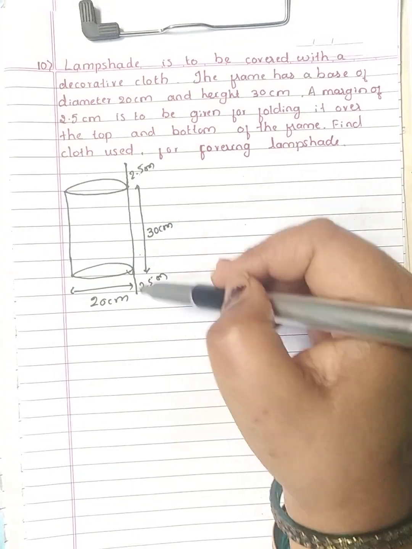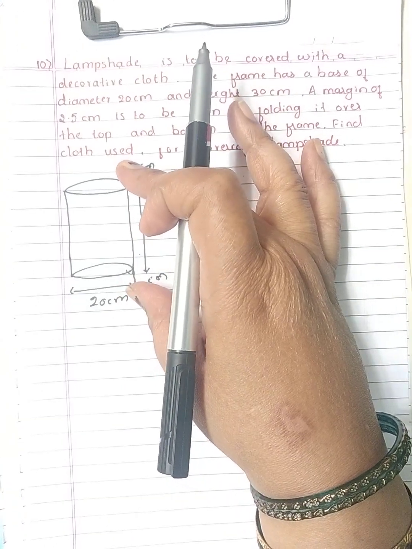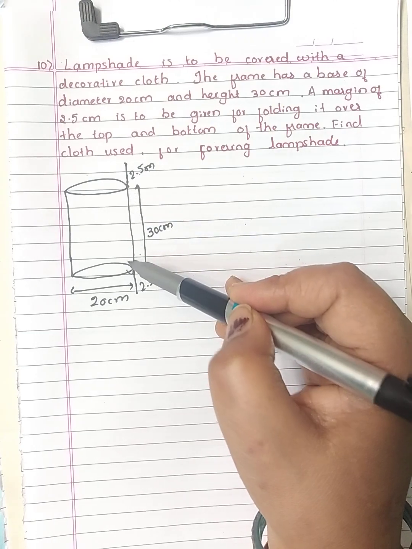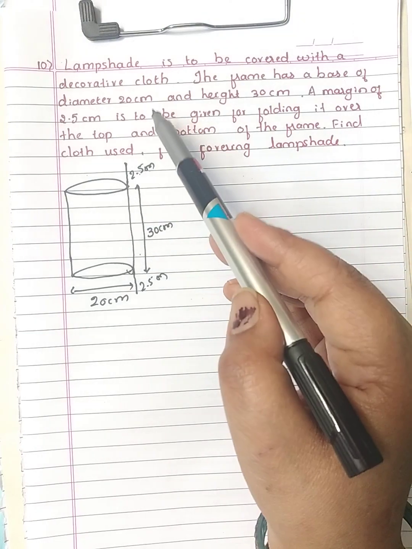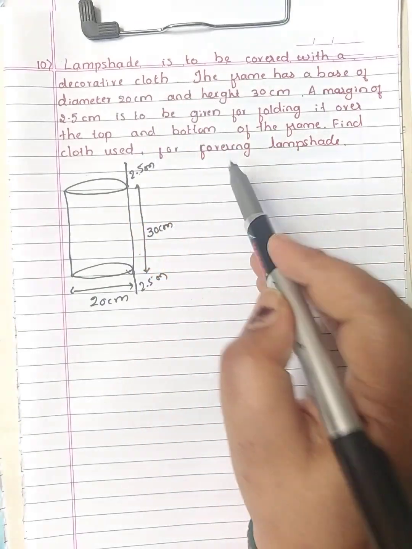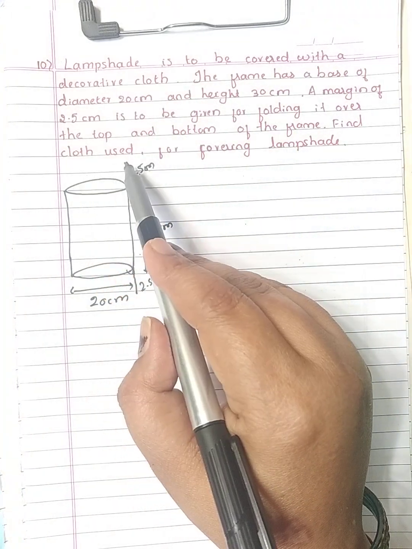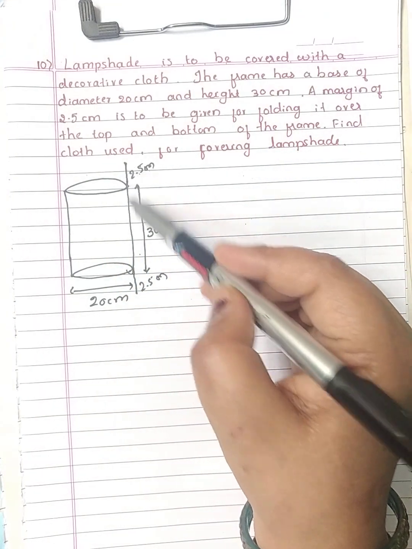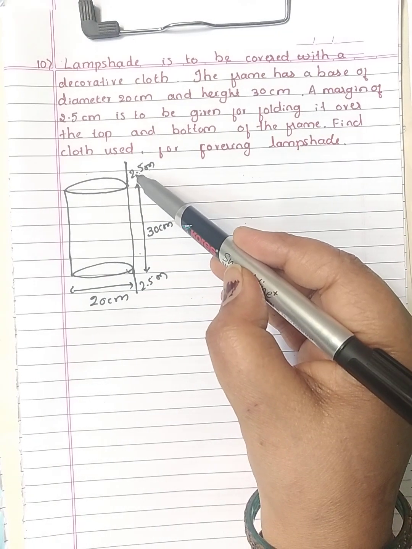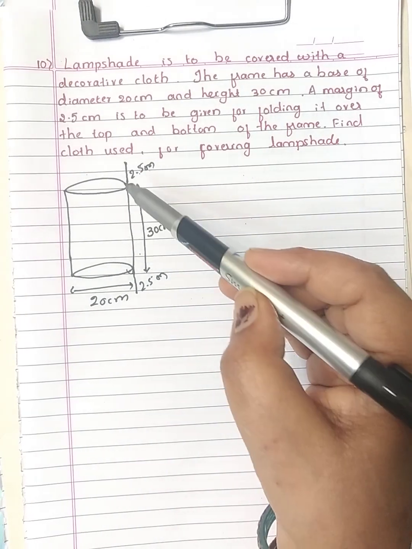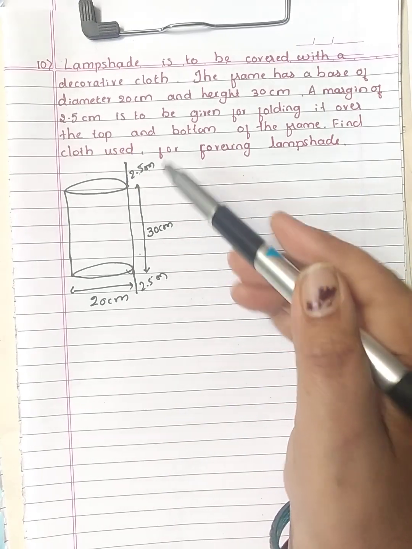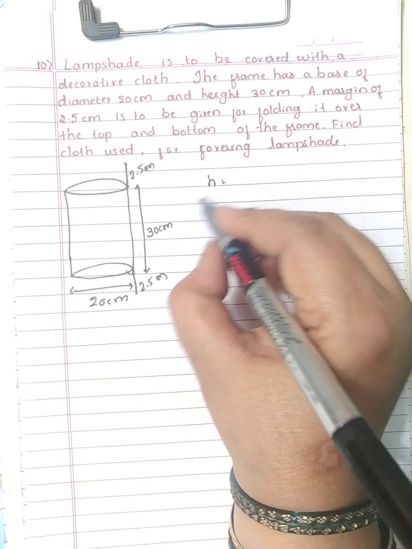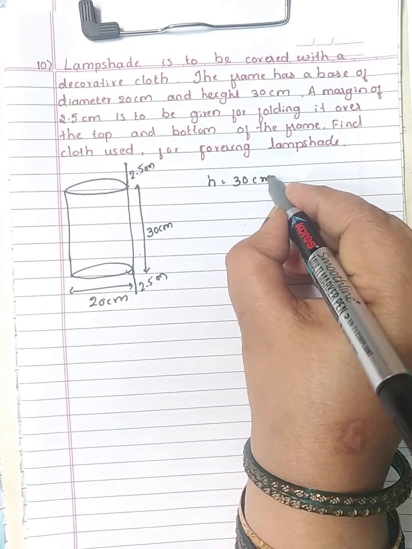If the 2.5 and 2.5 of cloth were not included, then we would take the height as only 30 centimeter. But here they have asked us to find the cloth used for covering the lampshade, which means we have to take the height of this cover including the 2.5 used at the top and bottom. So what do we have to do? First we will write the height. H equals what? Actually the height of the lampshade is 30 centimeter.